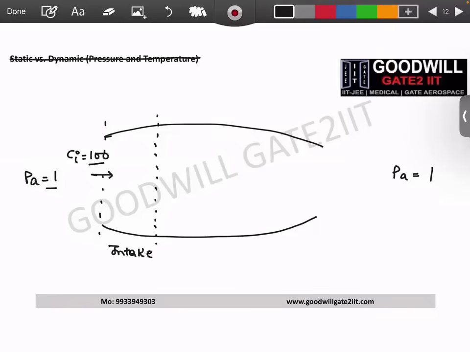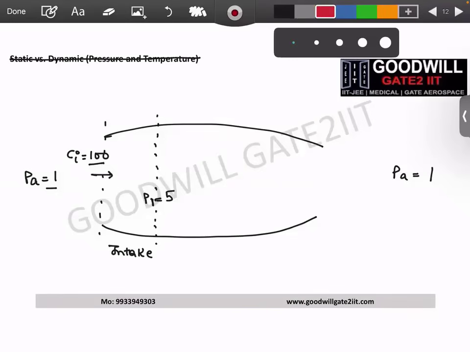But something will happen. Ideally speaking, the pressure here will increase. Please don't worry about it. Take my word for now. The next topic we're going to discuss is the intake only. Why this pressure is increased from 1 to 5 and how it is increased. That's the main function of an intake. We will discuss that. But it will increase.